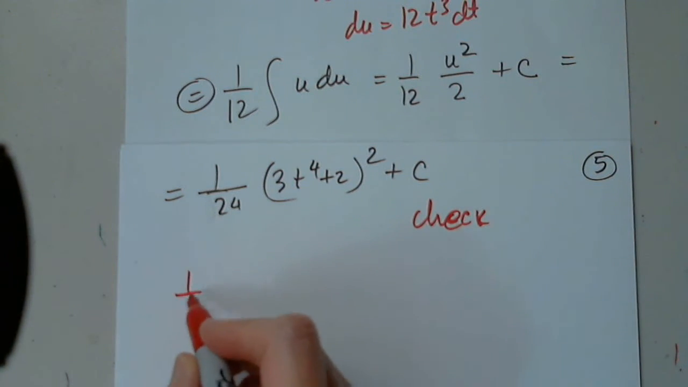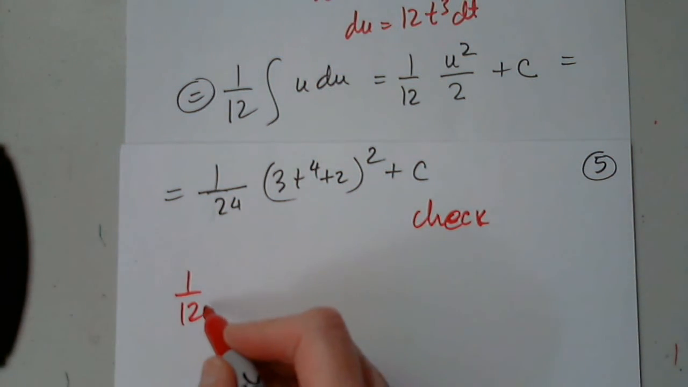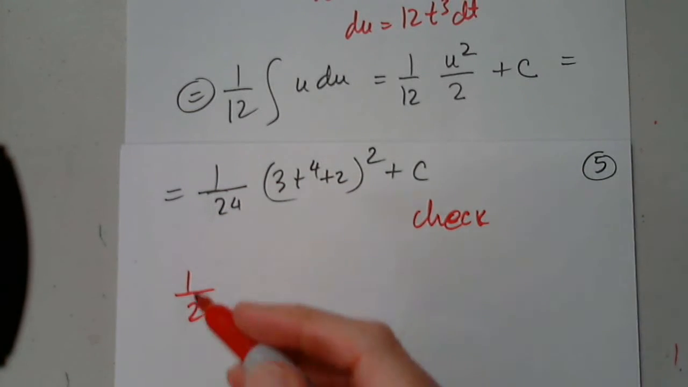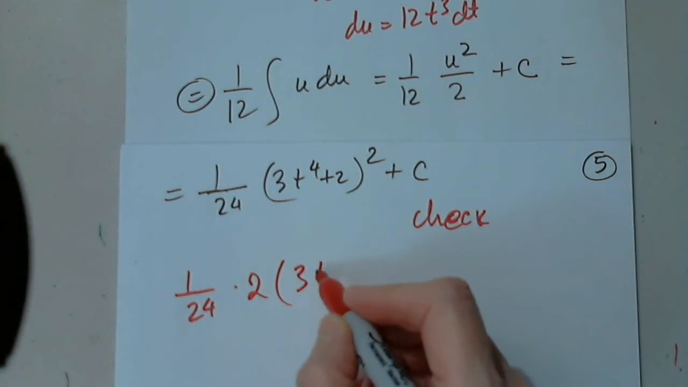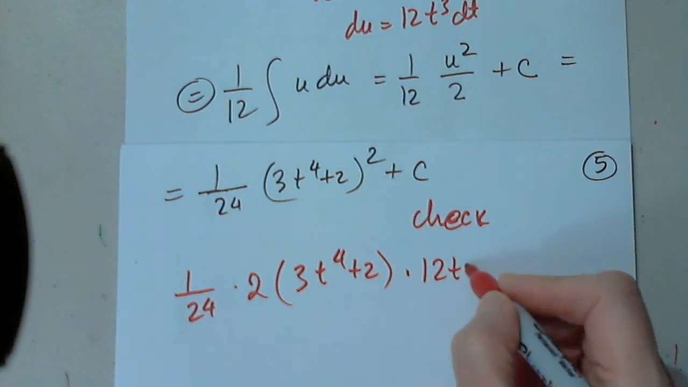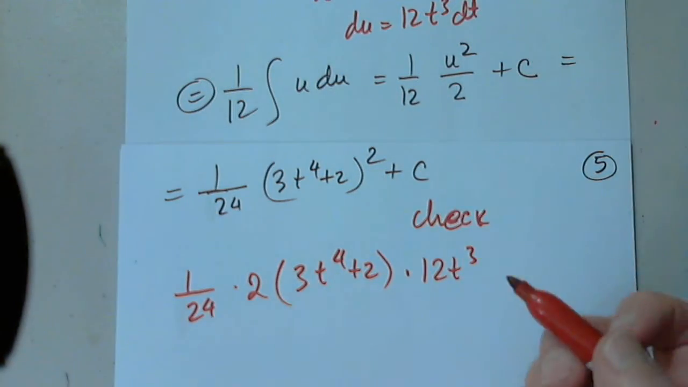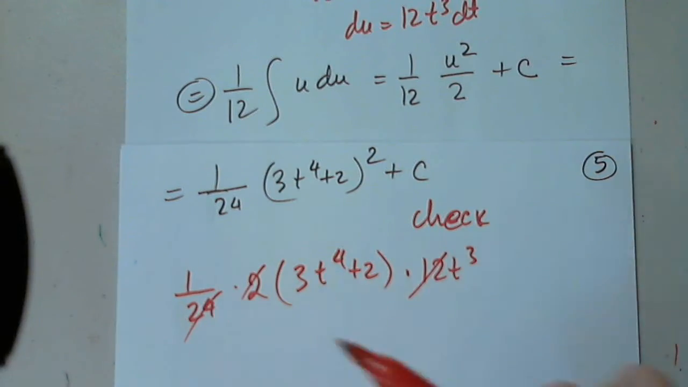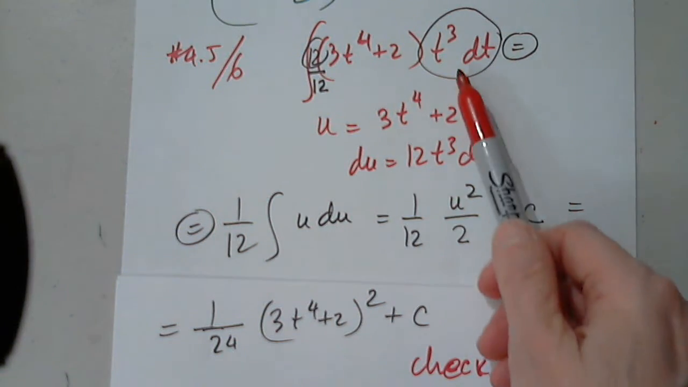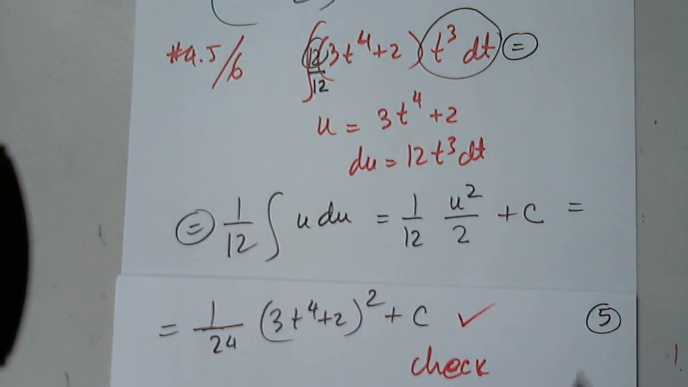Differentiate this. 1/24 multiplied by 2, multiplied by 3t to the fourth plus 2 to the 2 minus 1, times the inner function prime, which is 12t to the third. And this goes away. So the 12 and 2 and 24 go away, and I'm back to the original function, 3t to the fourth plus 2 times t to the third. So I know that the answer is correct.